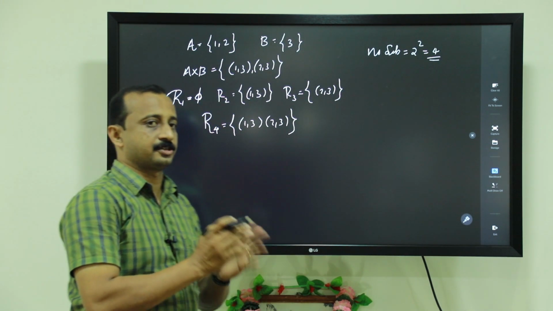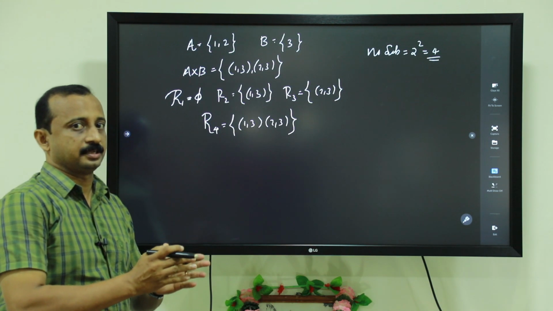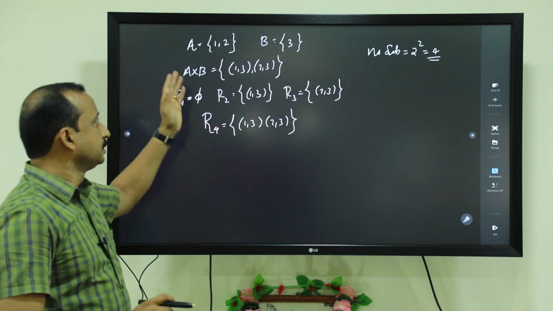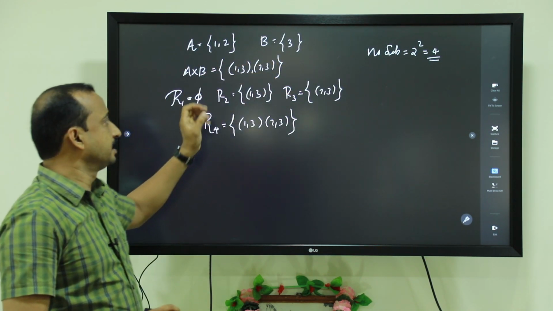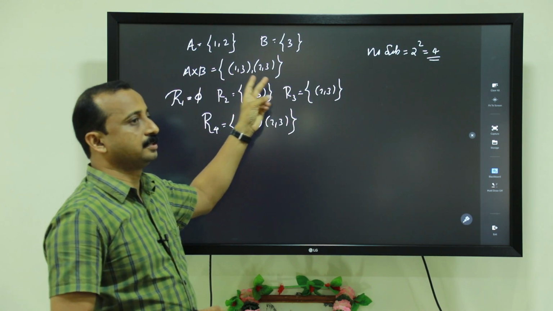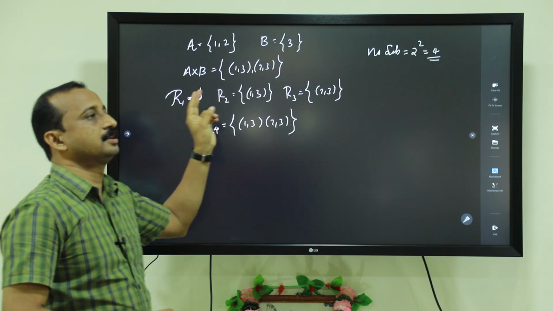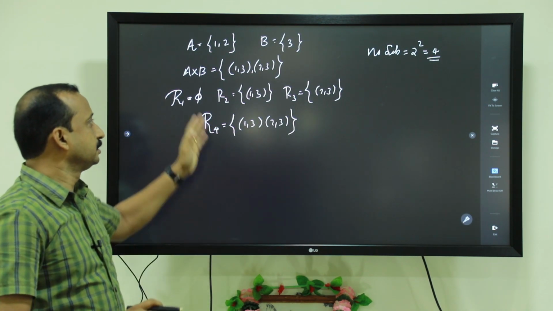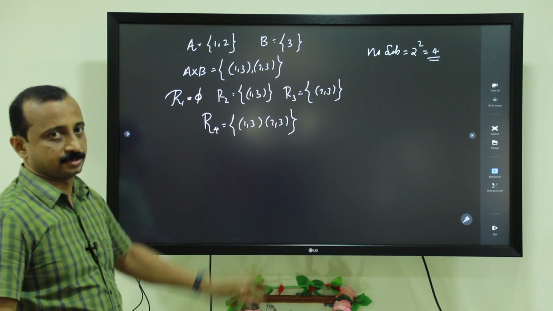You already know relation. The definition states that a subset of A cross B is called a relation. That means here, using these two sets, 4 relations can be formed. Because A cross B contains two elements, using these two elements we get 4 subsets. These 4 subsets are called relations. That means here we get 4 relations.